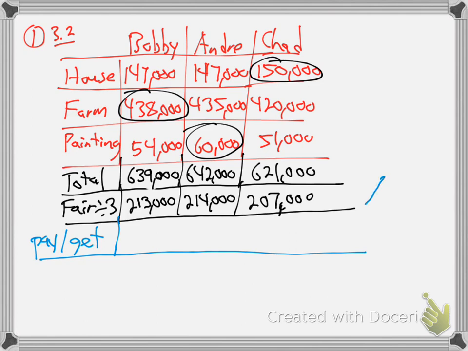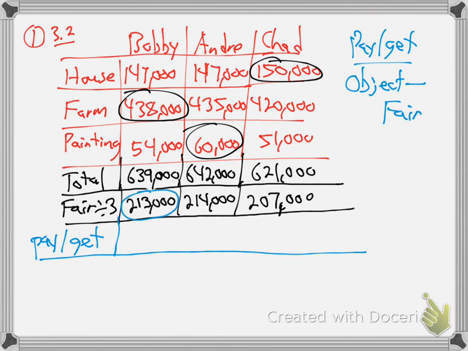The pay-get, let me just write it over here, because that's kind of the most tricky one. The pay-get is you always take the object or objects that they got, minus their fair share. So for Bobby, it would be 438 minus his 213. I'm going to subtract those numbers. So for Bobby, he got the object, the farm, worth 438,000. Subtract what he thought he should have got as a fair share. Subtract those two, and what do you get?